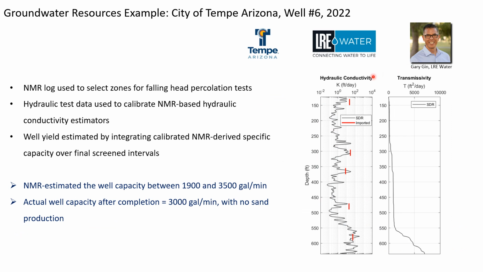And next, the obtained NMR log was used to select zones for the following head percolation tests. And these zones are shown here on this hydraulic conductivity plot with these red lines. So once these tests were done, the results were used to calibrate the NMR-based hydraulic conductivity plot.